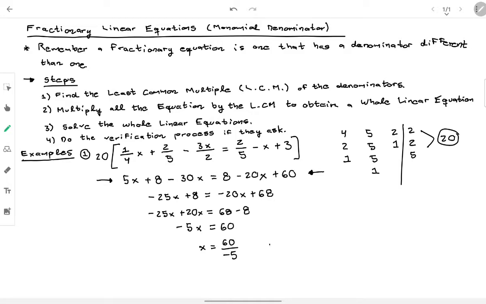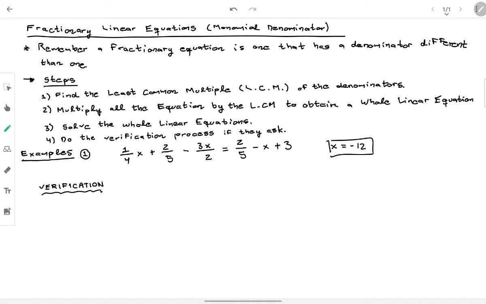In this case, we can simplify it, and it's going to be plus divided by minus, it's minus 60 over 5, it's 12. So my answer is going to be that x equals minus 12. Remember, the verification process, we will need it only if they ask you to do it. For this first exercise, I will do the verification process, but for the next one, I will only solve the actual equation. So let's see the verification process for exercise 1.